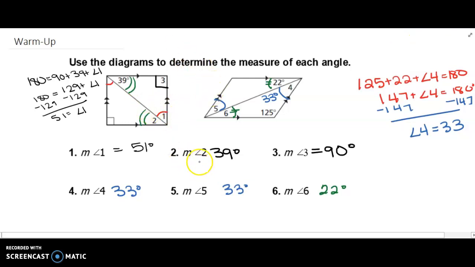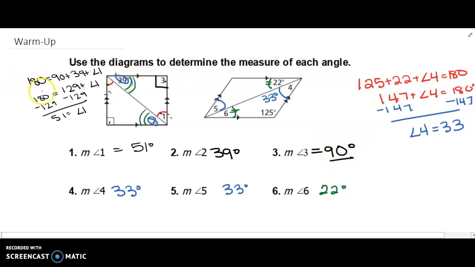So on this first diagram, it covers angles 1, 2, and 3. Now notice that this is a parallelogram because it showed you that opposite sides are parallel. So this angle here and this angle here are congruent because they're alternate interior angles. And these two marked in red are also congruent because they're alternate interior angles. The parallelogram tells us that opposite angles are congruent, so angle 3 is 90 degrees.